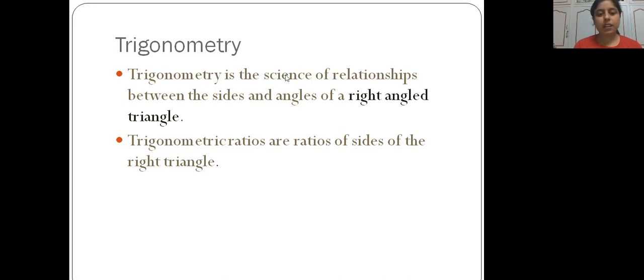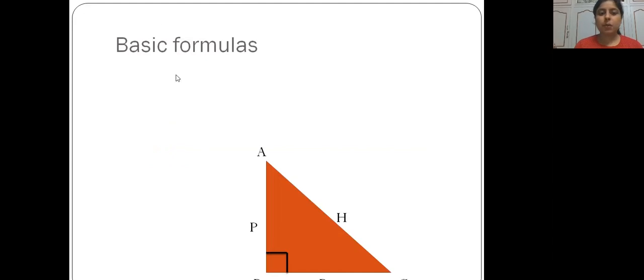And the trigonometric ratios are the ratios of the sides of a right angle triangle. That means they are basically the ratio of perpendicular and base, perpendicular and hypotenuse, and the base and hypotenuse. The basic formulas of trigonometry are 6 formulas, but first I will tell you 3, and the later 3 are just inverses of these 3.